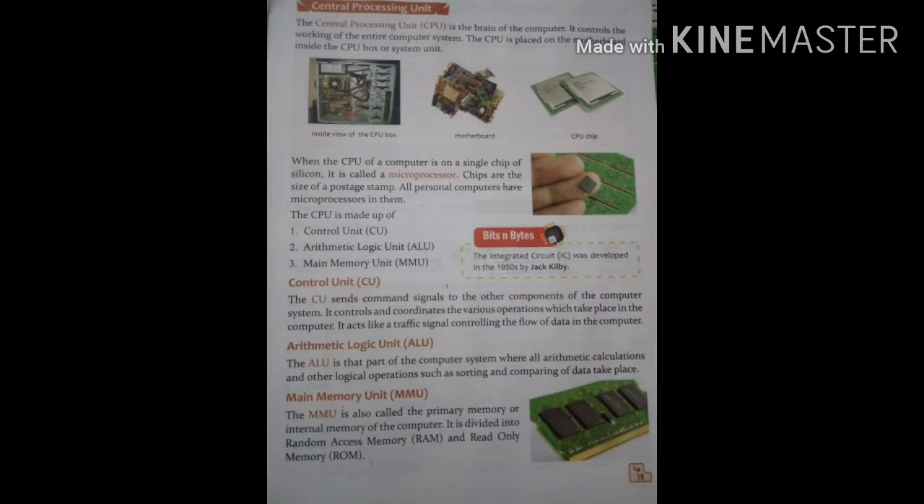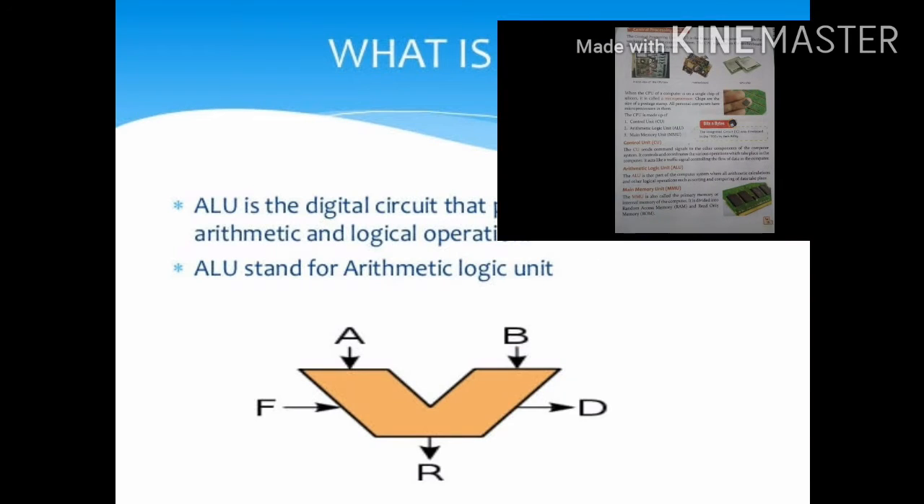Control unit. The control unit manages all the units of the computer. It sends signals to the other components of the computer. It acts like a traffic signal, controlling the flow of data in the computer.